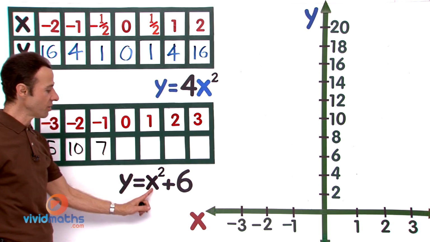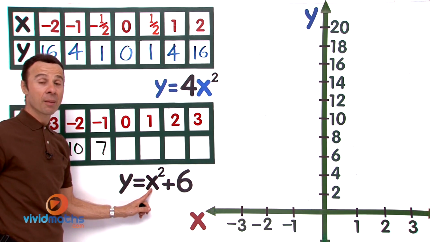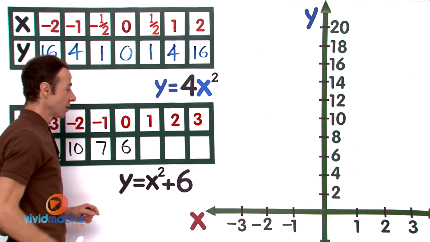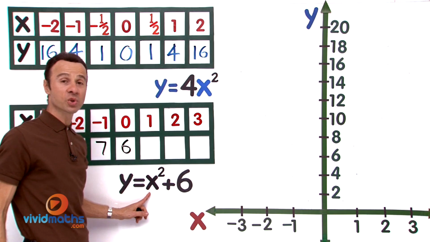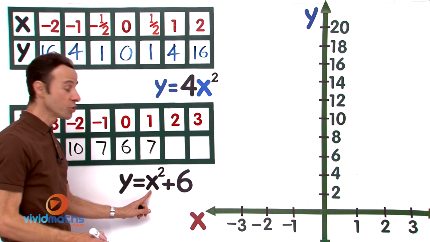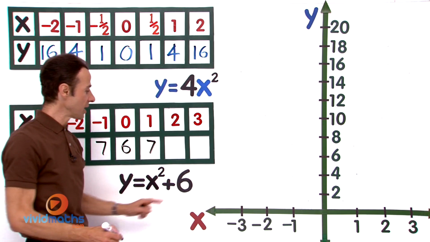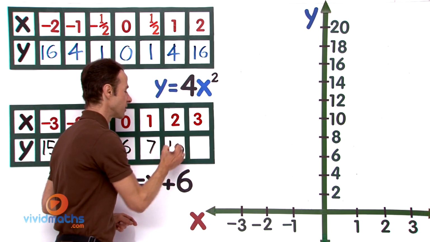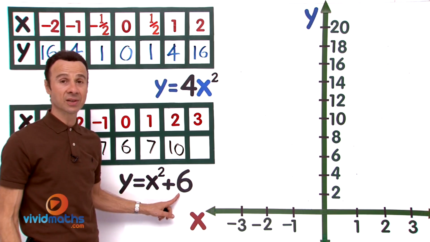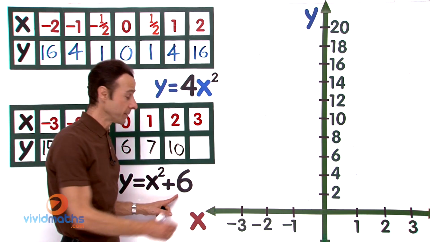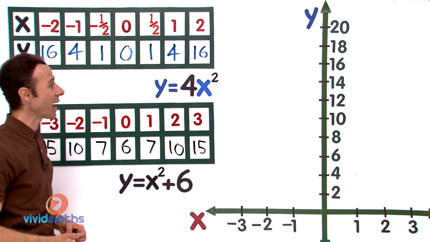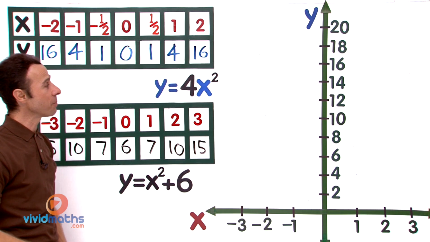And of course, 0 here. 0 squared is 0, plus we add a 6, so it goes up by 6. Now 1, we put 1 there. 1 squared is 1 plus 6 is 7. And of course, 2 squared is 4 plus 6 is 10. And finally, 3 squared is 9 plus 6 is 15. There are our points. Let's see how they're going to look as we plot them up there.